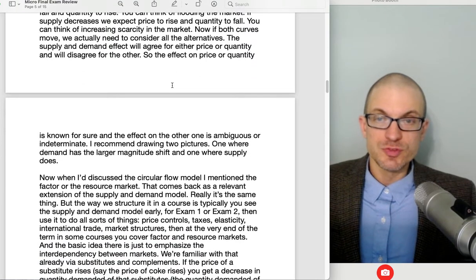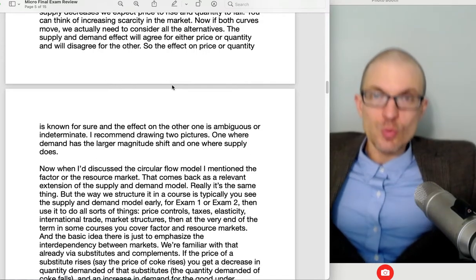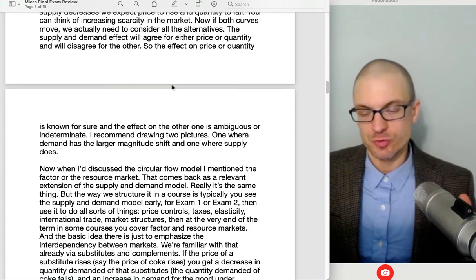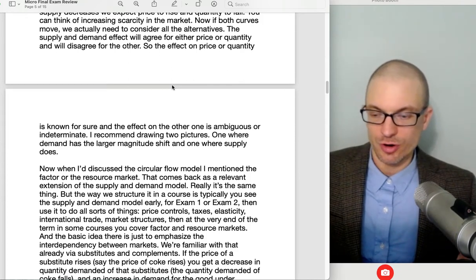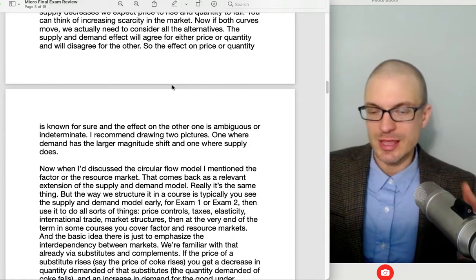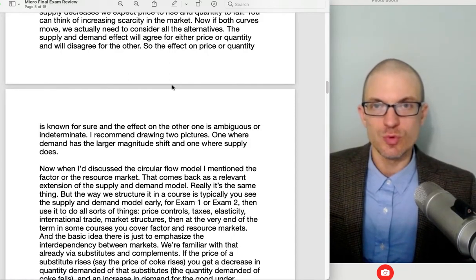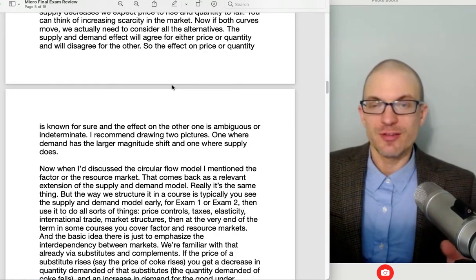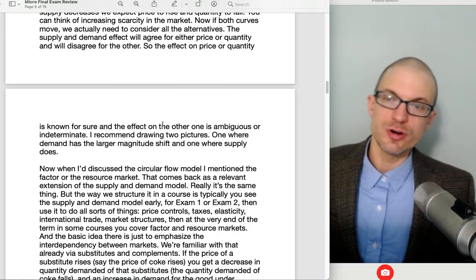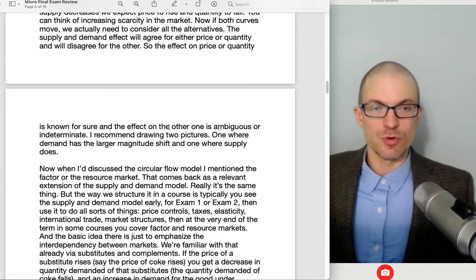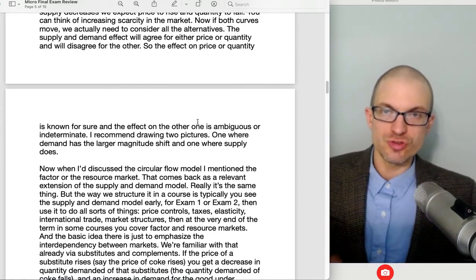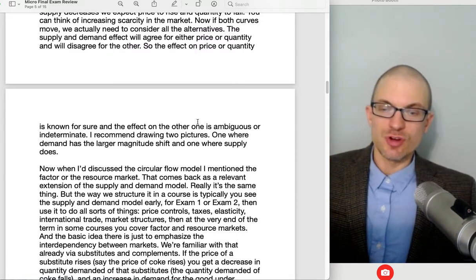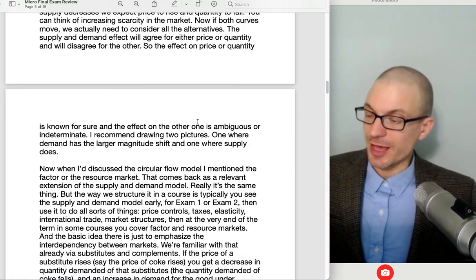If both curves move at the same time, we actually need to consider all alternatives. We have a circumstance where the supply and demand curves' predictions for price or quantity will agree, and their predictions for the other will disagree. So the effect on either price or quantity is known for sure. The effect on the other one is ambiguous or indeterminate. So I recommend drawing two pictures. Draw one where demand gets a big shift and supply gets a small shift, and draw the other one where demand gets a small shift and supply gets a big shift.